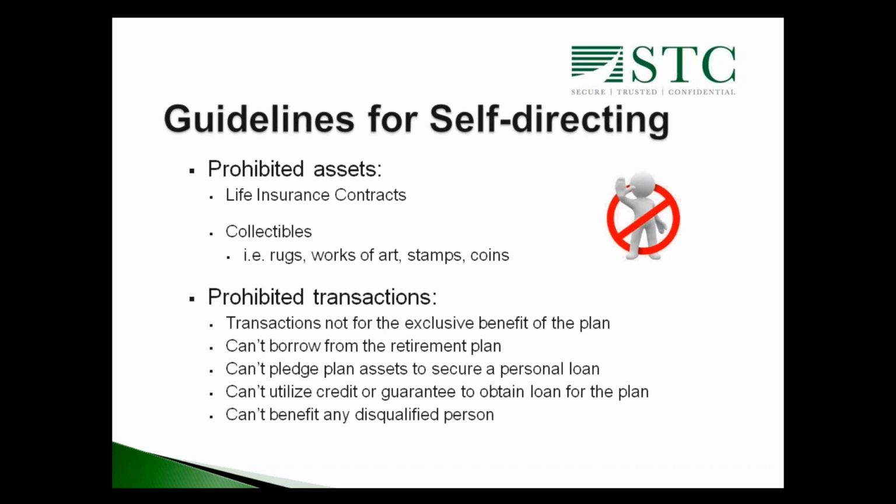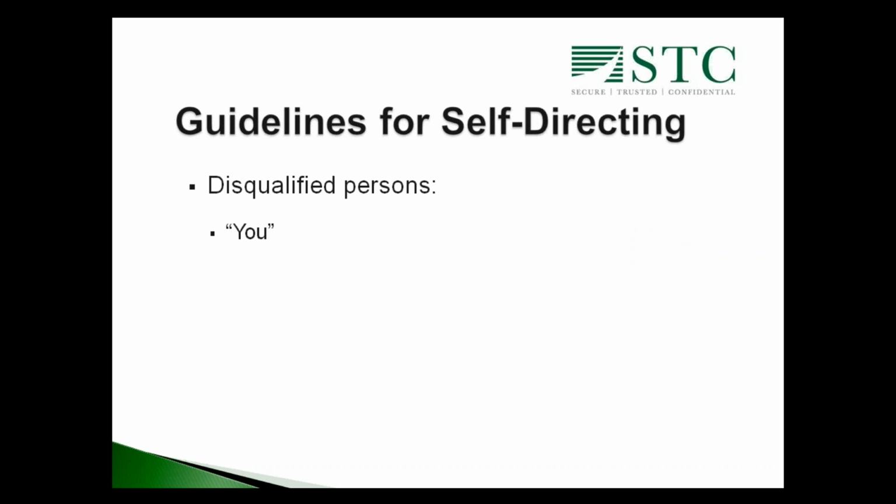So let's talk a little bit about who are disqualified persons. And you'll see that the first person I bring up on the screen is you. You and your retirement account are two different entities. And your retirement account cannot do a direct transaction with you personally. That will violate this rule.